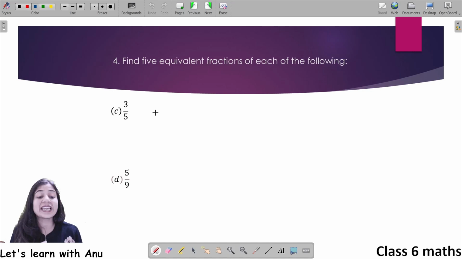Yes, learners, C and D parts, take them as your homework and they're just similar to A and B parts. Give your answers in the comment box. I will check and revert back. And if anyone is having any doubt, please write it and I will definitely help you out.